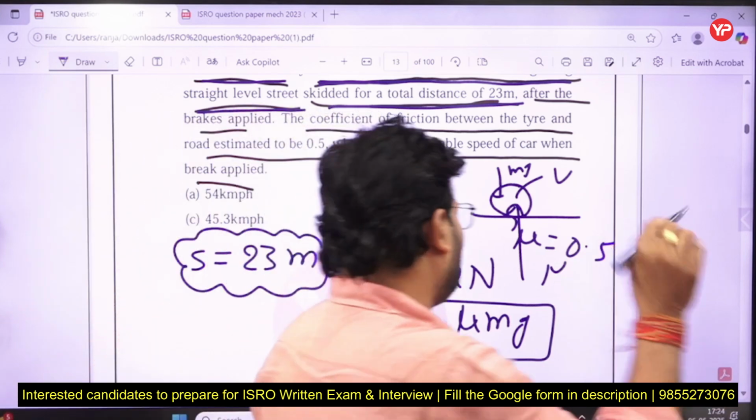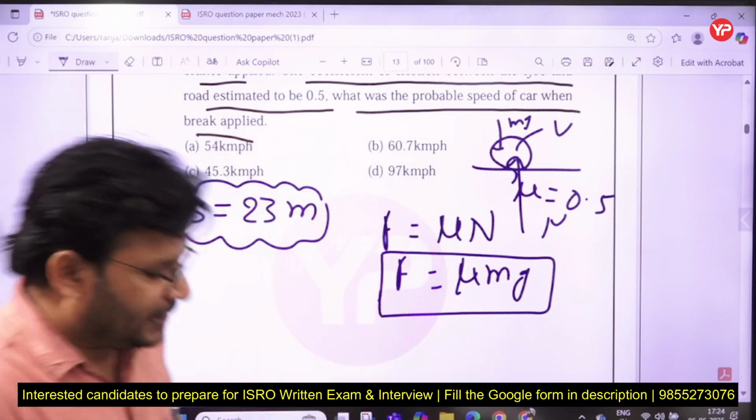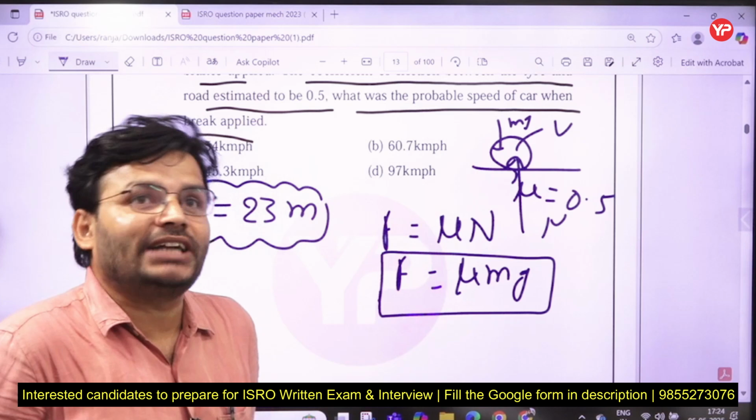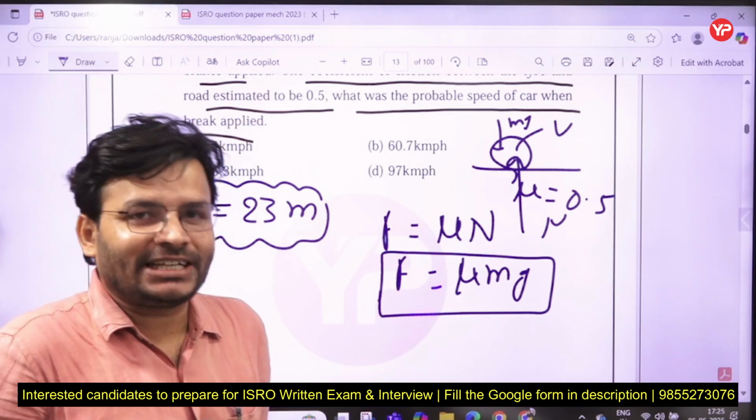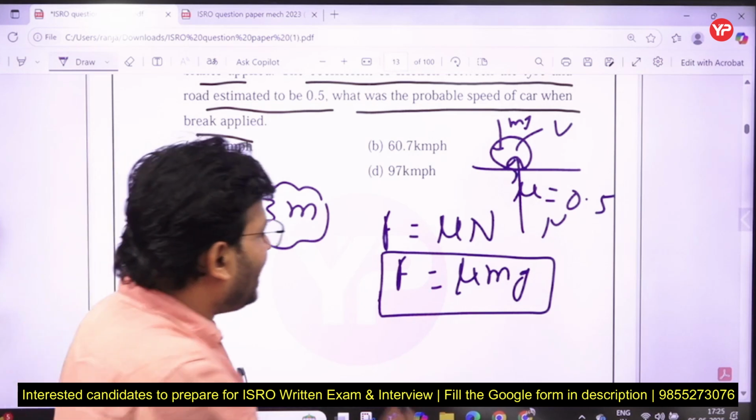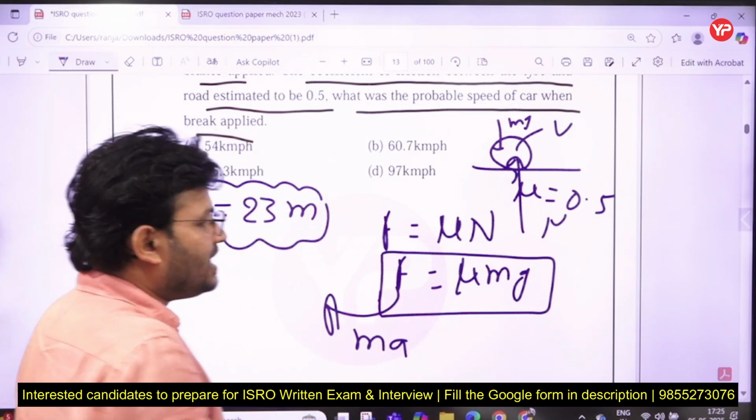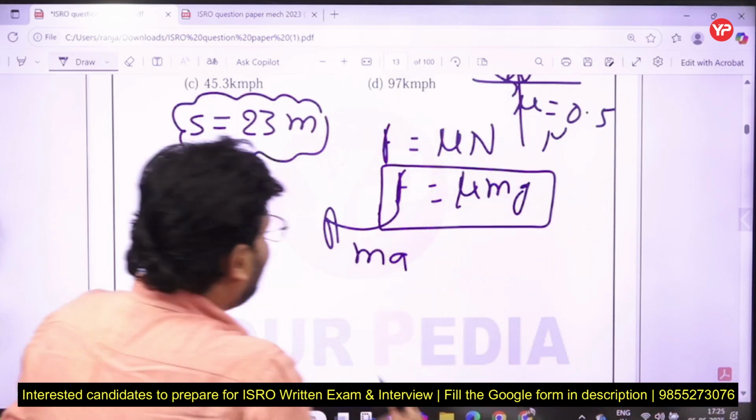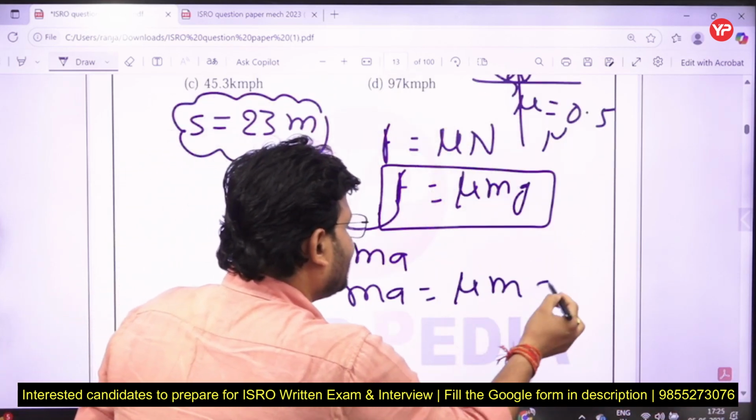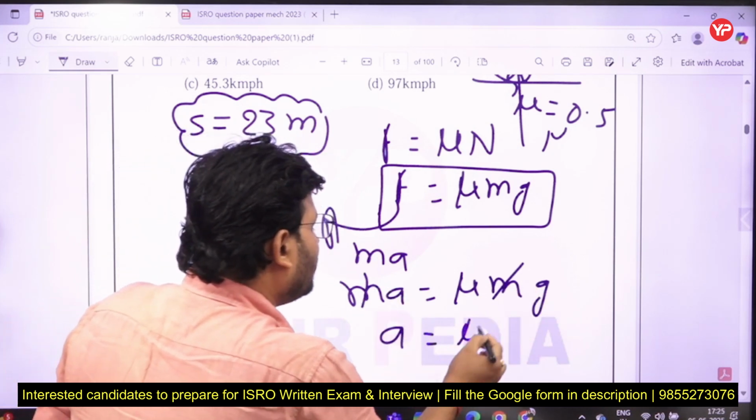Now tell me one thing: once I suddenly apply the brake, is it accelerated or retarded? Obviously it will be retarded, since velocity decreases. So can I write frictional force is also equal to M into A? Yes sir. So M into A is equal to mu mg, m will cancel out, and the acceleration will be mu into g.